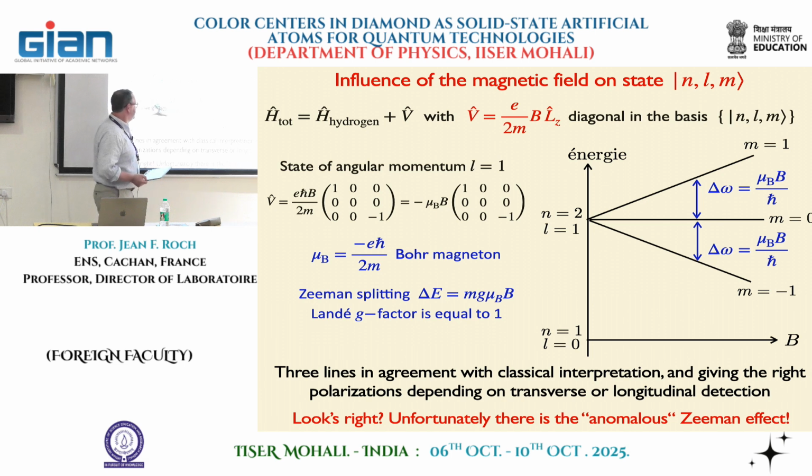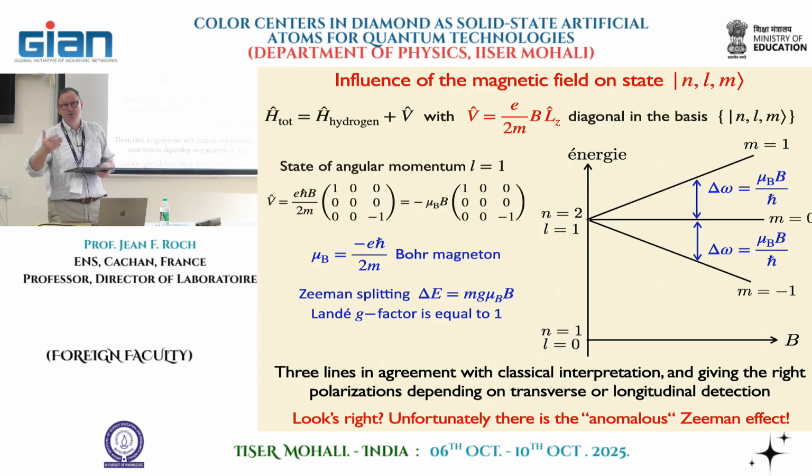So I see 3 new eigenvalues, and I can rewrite them as delta E, the difference of energy, as a function of m times g, which I will come back to, the gyromagnetic ratio, times mu B times the magnetic field. This g factor is also called the Landé factor, and is equal to 1 in my simple explanation here. So I have 3 lines, and they are exactly where I expect them from the classical calculation that Lorentz did to explain the Zeeman effect.